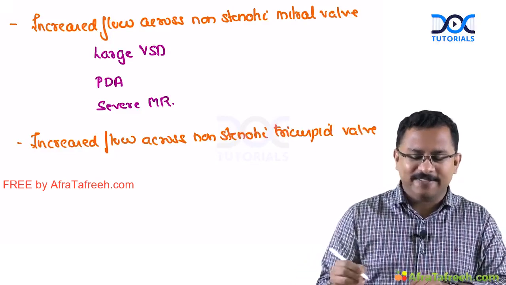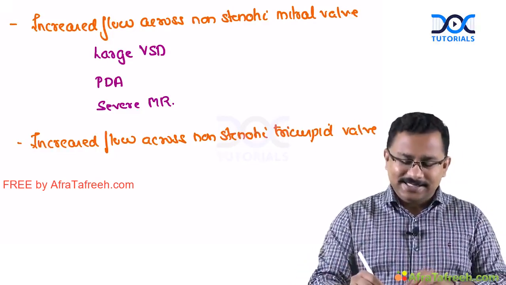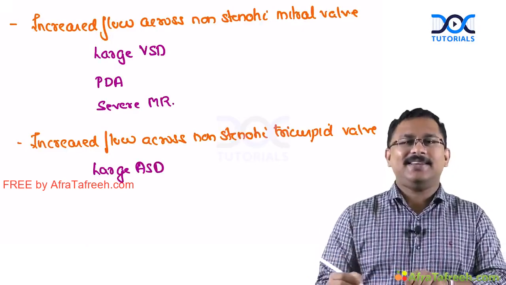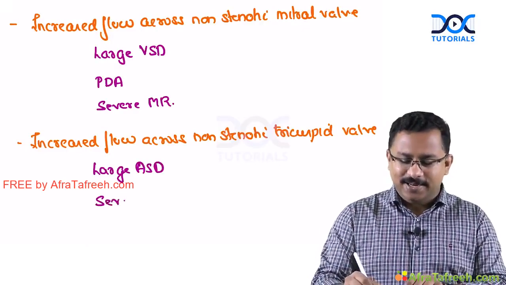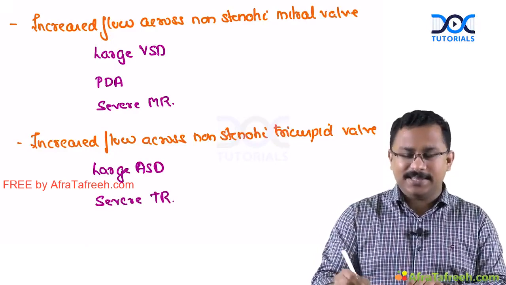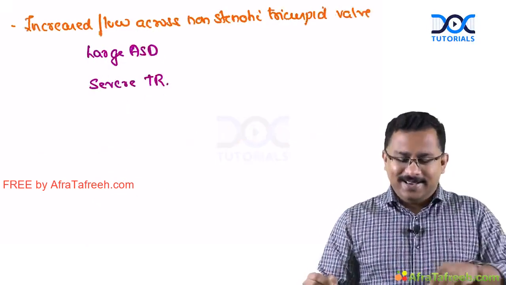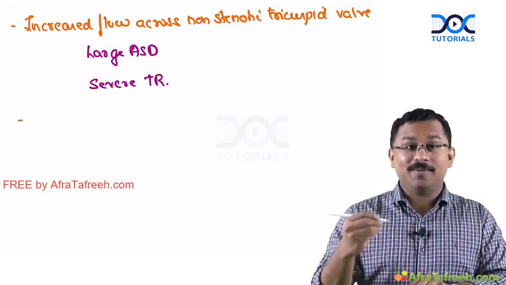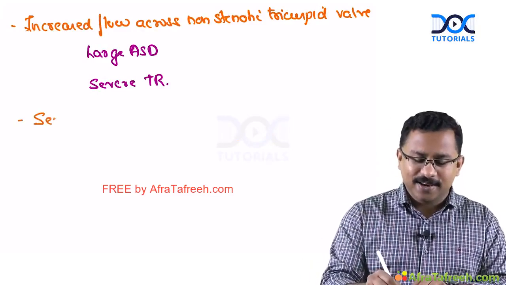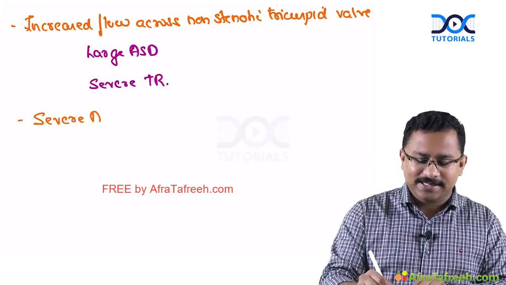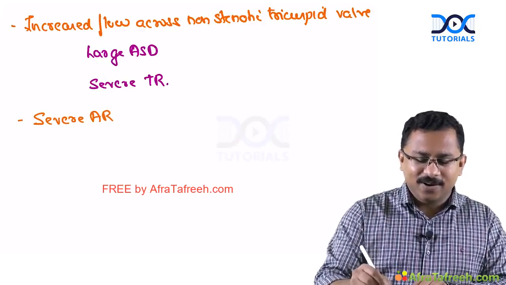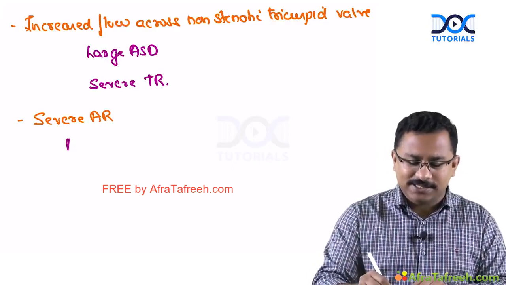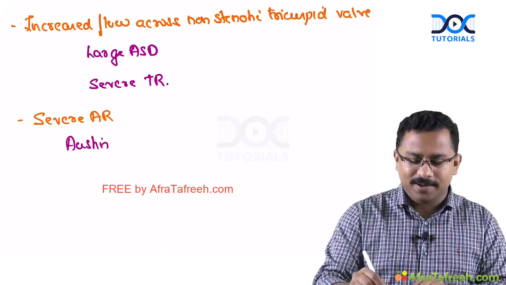Non-stenotic tricuspid valve, as in conditions like a large atrial septal defect and a severe tricuspid regurgitation. Okay, and the next condition that can result in a mid-diastolic murmur is a severe aortic regurgitation. So severe aortic regurgitation, well, what is the name of the murmur? It is an Austin-Flint murmur.